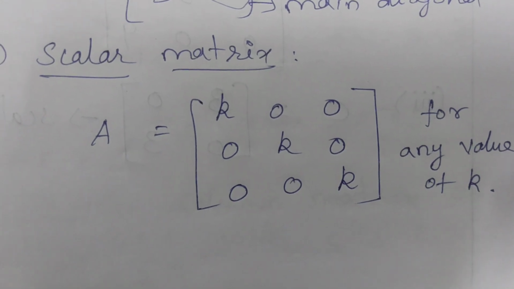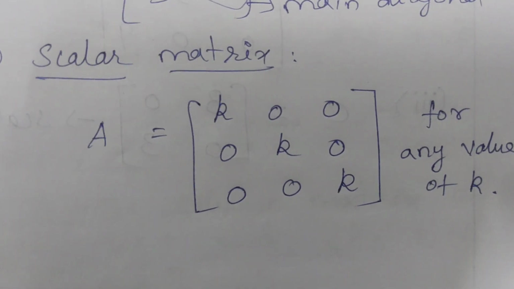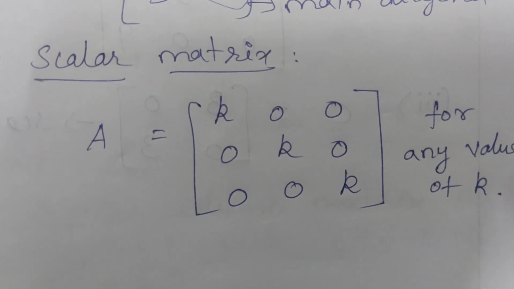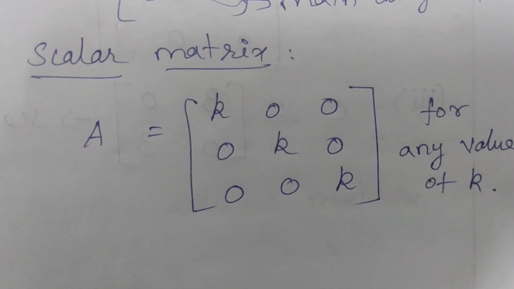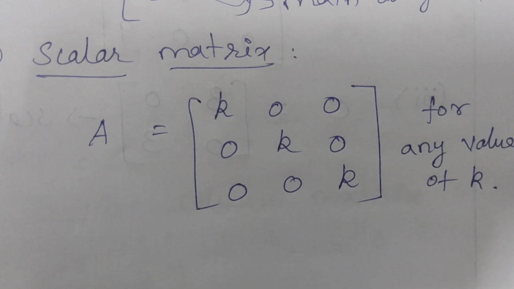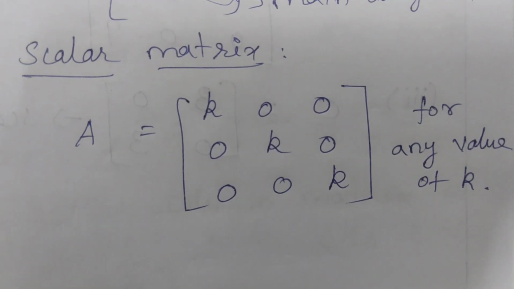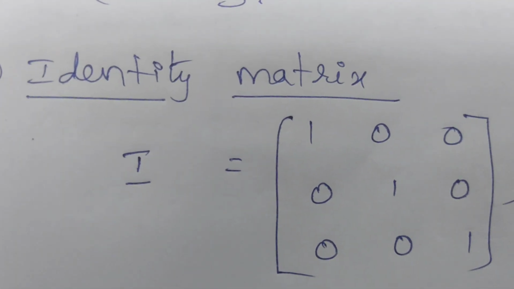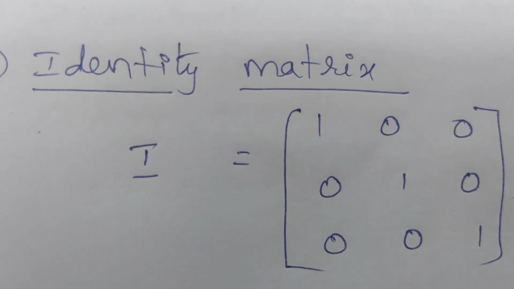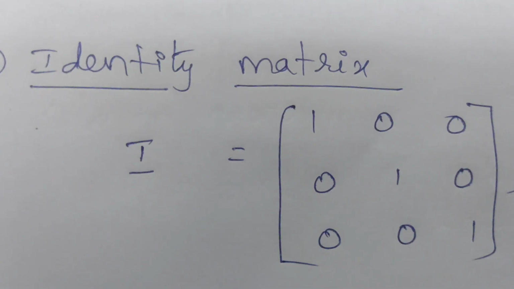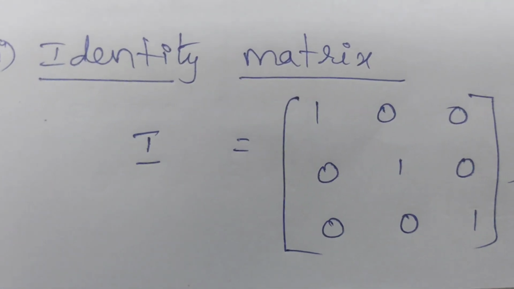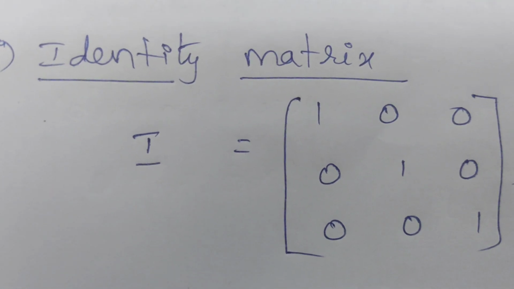In a diagonal matrix, if the diagonal elements are equal, it is called a scalar matrix. Example A equal to K00, 0K0, 00K for any value of K. Identity matrix, generally denoted by capital letter I. In a scalar matrix, if the diagonal elements are equal to 1, then the matrix is said to be an identity matrix.